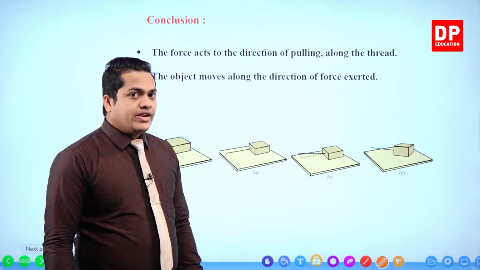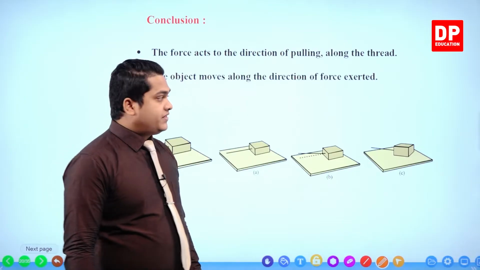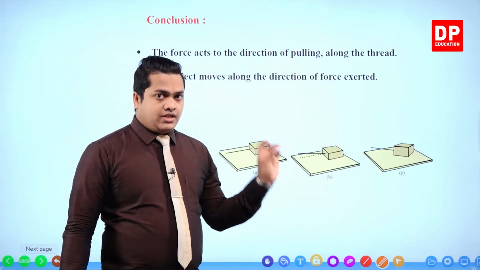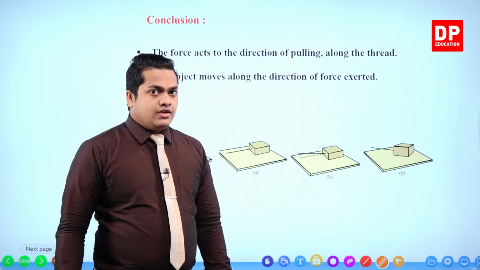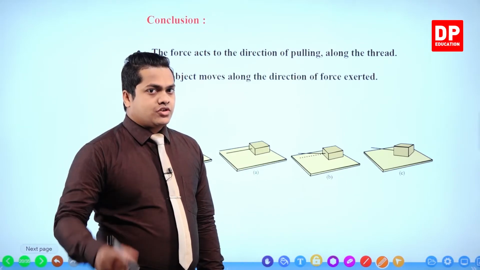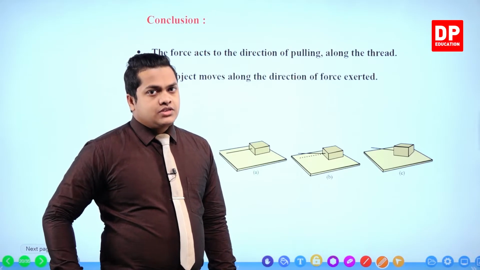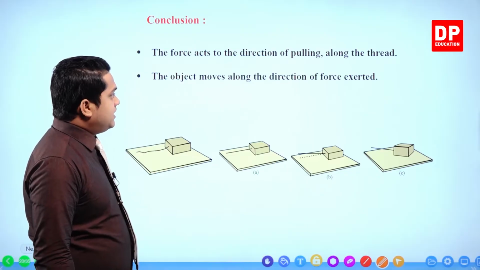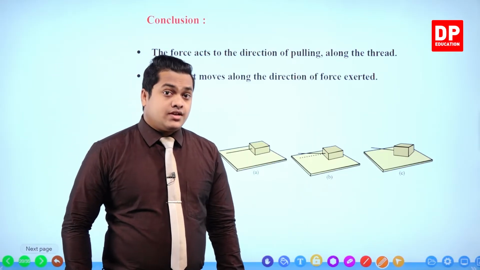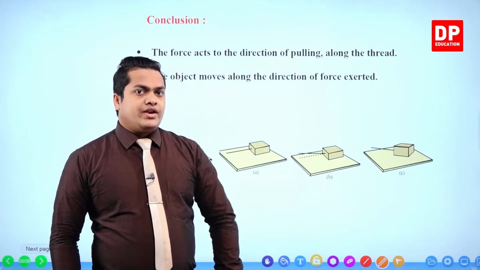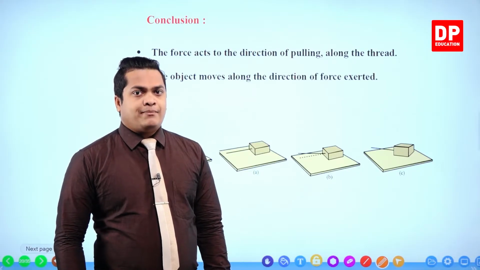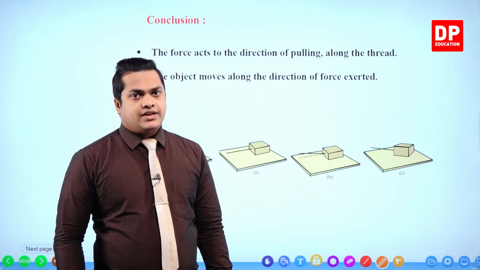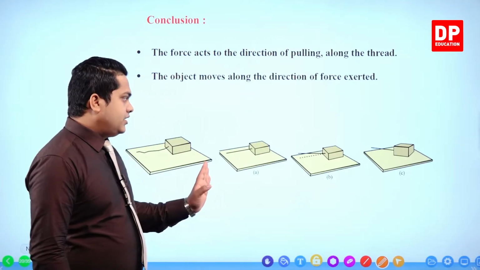Okay, so it's quite clear to us that in each of these instances, my dear children, along the thread the force is going to act, and when I change the direction, the force also changes its direction. So the object moves along the direction of the force exerted. The object is moving in the same direction as the force is applied. That's why when I'm turning, it's going to turn.